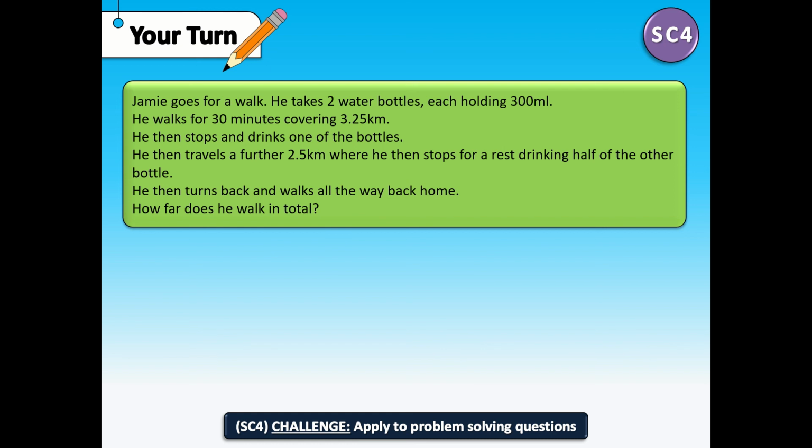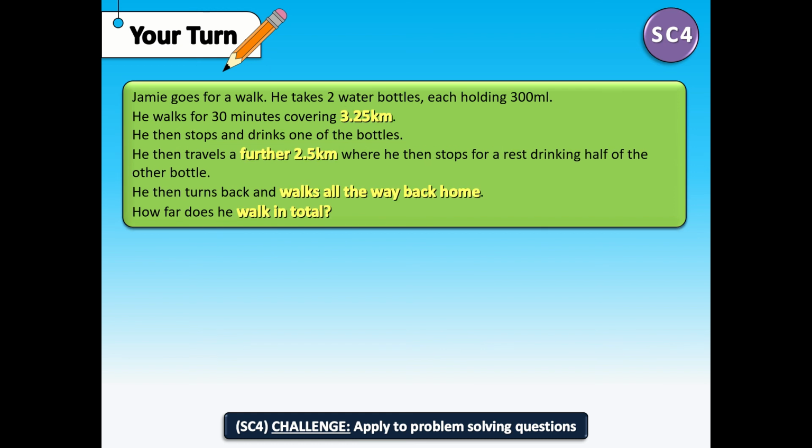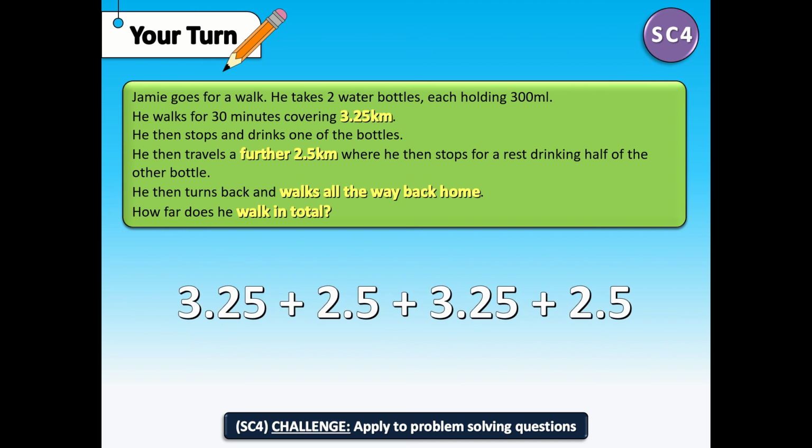So if we start with the green question, if we highlight the key information in the question, Jamie walks 3.25 kilometres and then a further 2.5 kilometres, and then he walks all the way back again. So that's another 3.25 kilometres and another 2.5 kilometres. So that's a total of 11.5 kilometres.